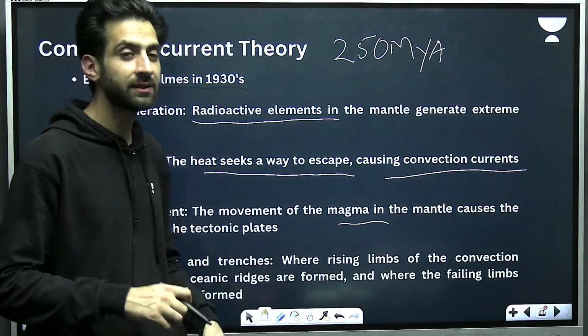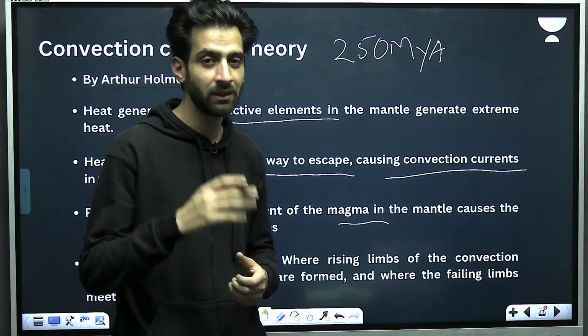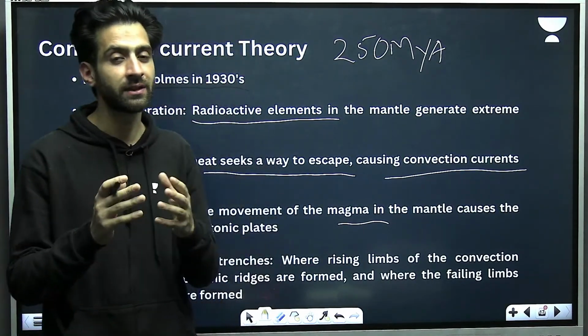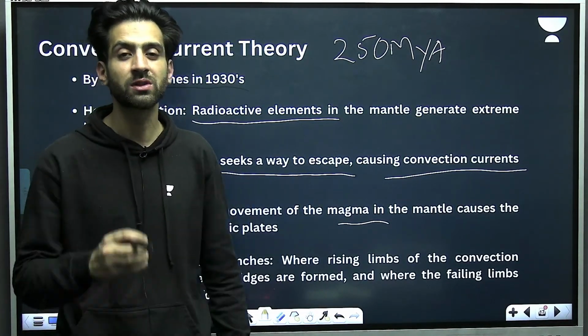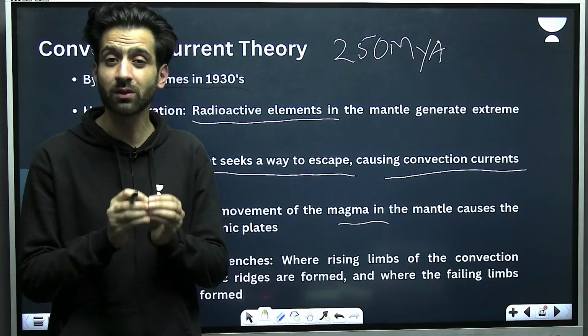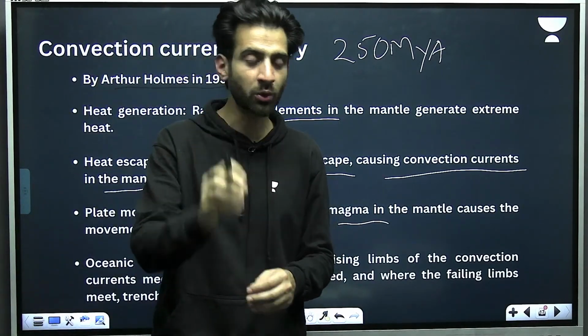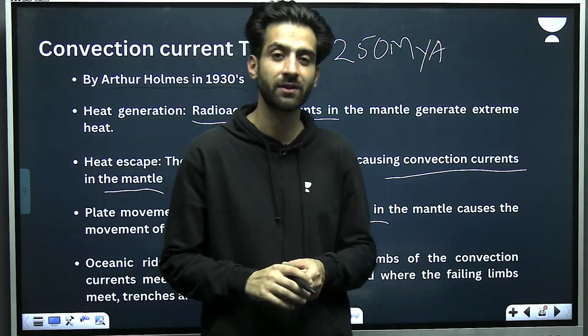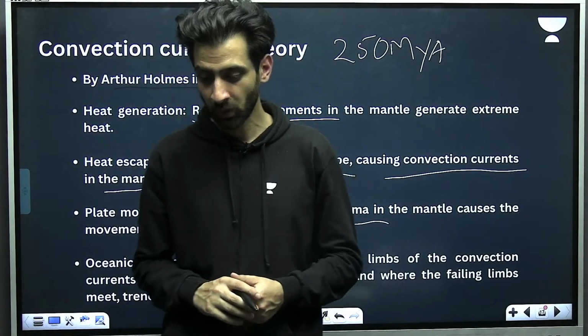This is the convection current theory, in which we'll know about the force responsible for the movement of the continents that Alfred Wegener was not able to give us, because he told about the tidal force or the pole-fleeing force, and the forces were not strong enough to drive such a huge change. But this theory is more relevant as compared to the two forces that Alfred Wegener mentioned. Clear? Okay, clear.